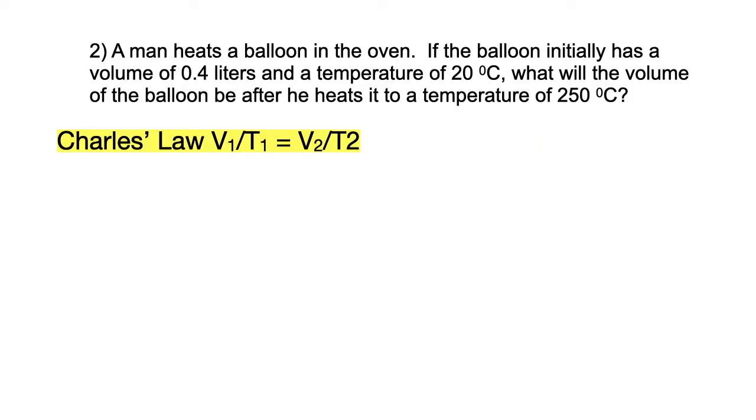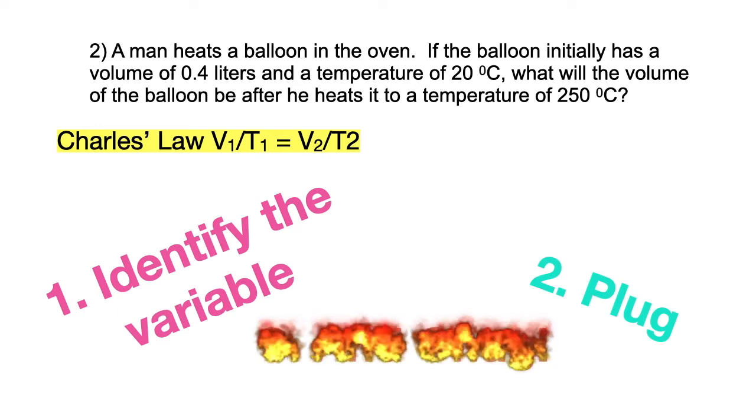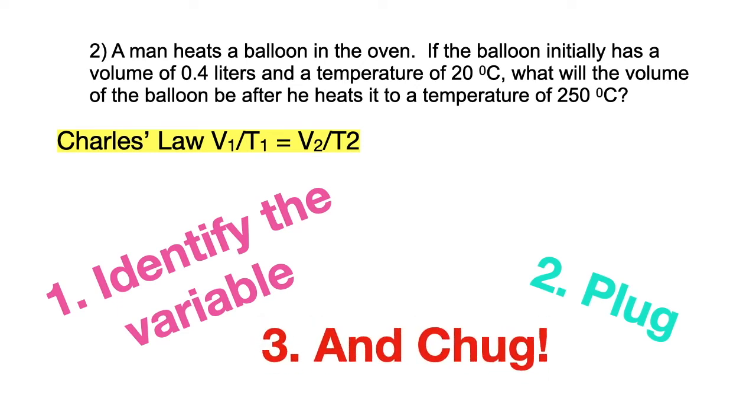So now it's your turn. Go ahead and pause this video and solve problem number 2. Charles' law is V1 divided by T1 equals V2 divided by T2. Don't forget the 3 steps we learned. Identify the variable, plug, and chug.